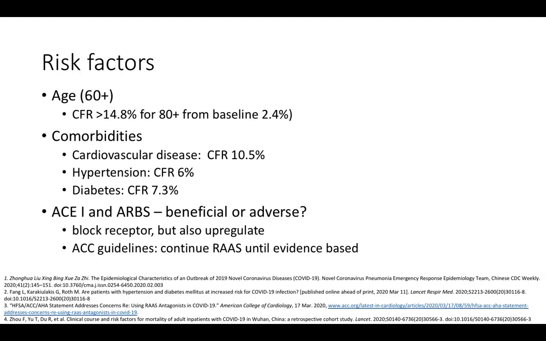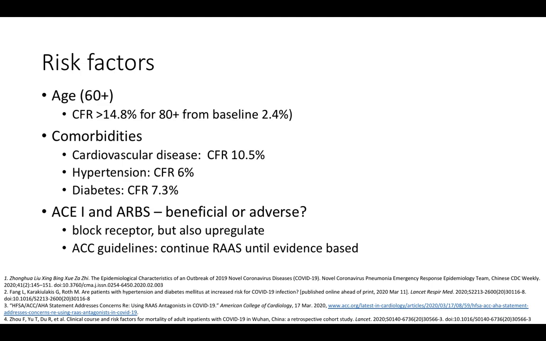There are a lot of risk factors associated with increased risk for adverse outcomes with coronavirus. Those risk factors include age and the presence of other comorbidities. An age greater than 60 confers an increased risk for death and severe disease, and the case fatality rate rose to 14.8% for people over age 80 from a baseline of 2.4%.